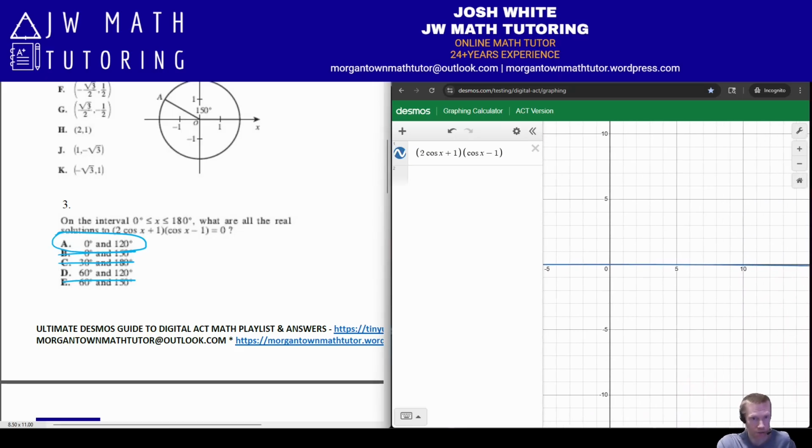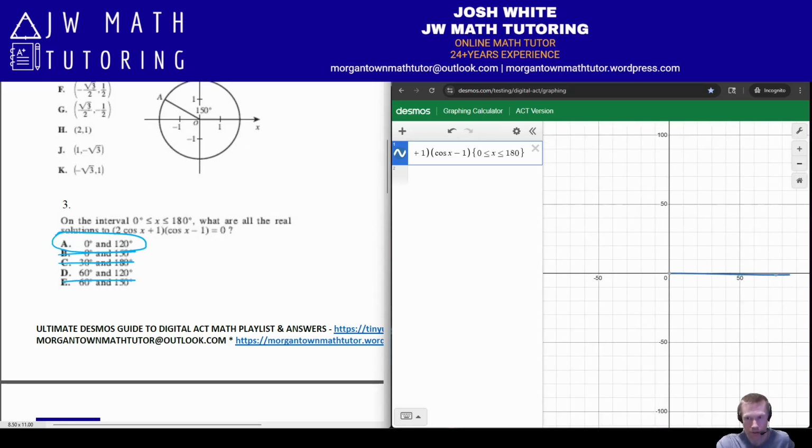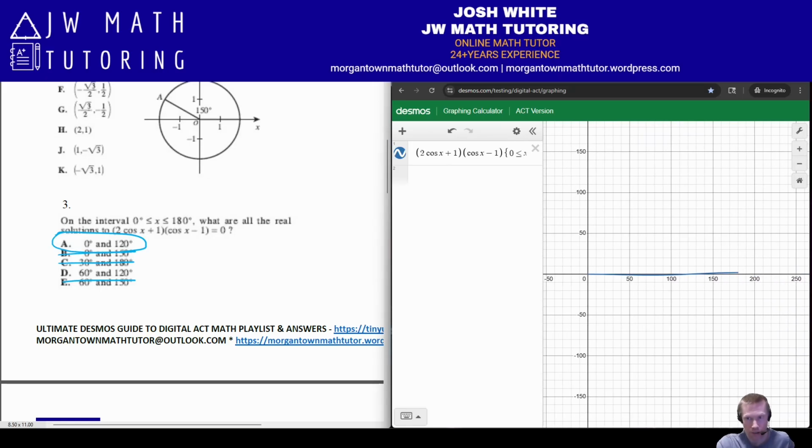And now, since it's equal to 0, that means we are looking for x-intercepts. And let me just see if I can do this. Center. Okay, there we go. So I put a restriction on here because it wants x to be between 0 and 180 degrees. So I put a restriction on the domain. So now my graph, you have to zoom out here, is only between 0 and 180, right?